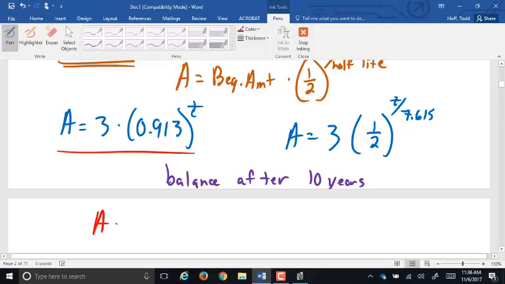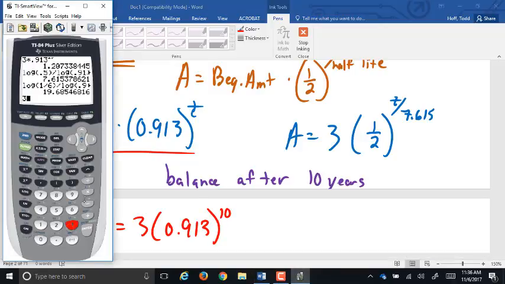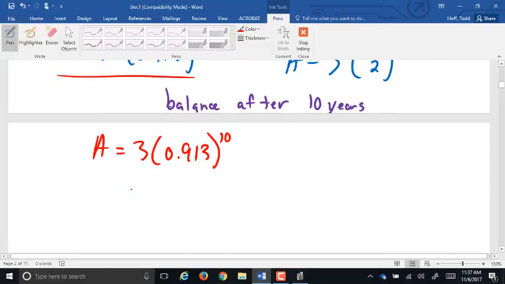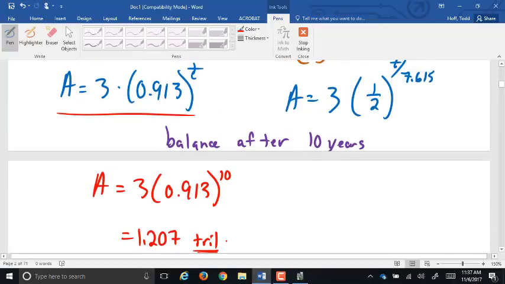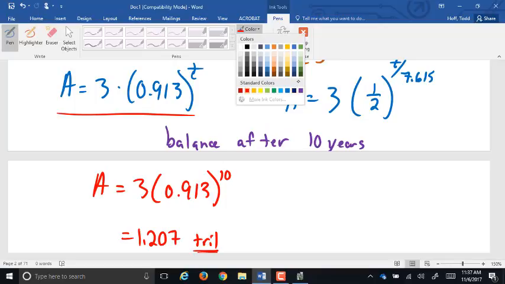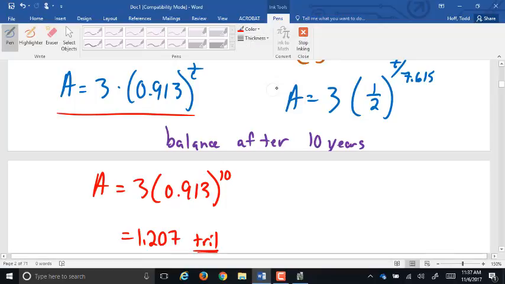Oops. We already did this. This was A equals 3 times 0.913 to the power of 10, which is $1.207 trillion. Or trills, as Sarah puts it. The other side, sorry, I couldn't resist.